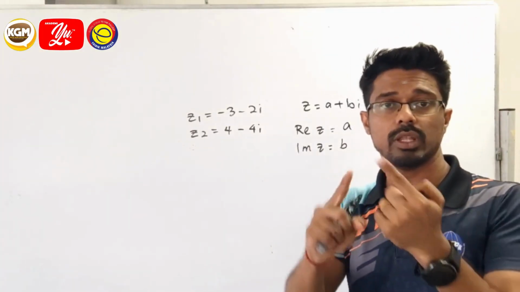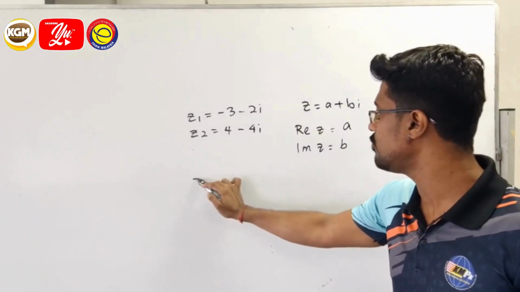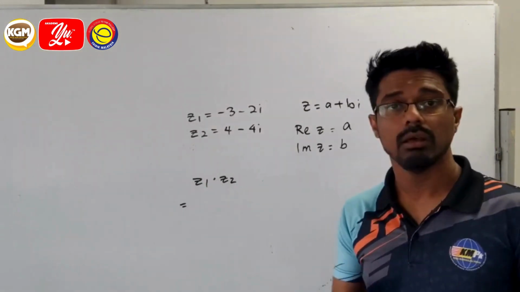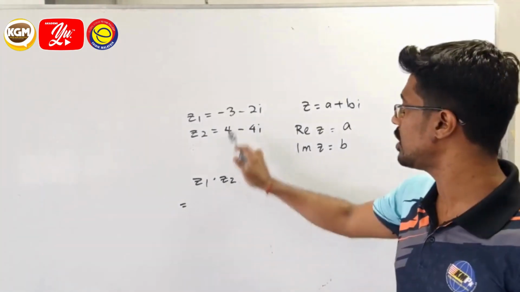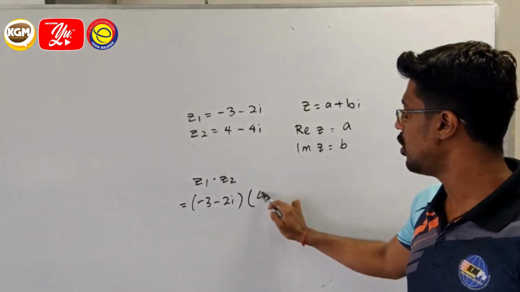Okay, so we're done with addition, done with subtraction. Now we're going to see multiplication. So multiplication here, say I give you Z1 times Z2. Very simple. I'm going to put them side by side. That means negative 3 minus 2i, 4 minus 4i.